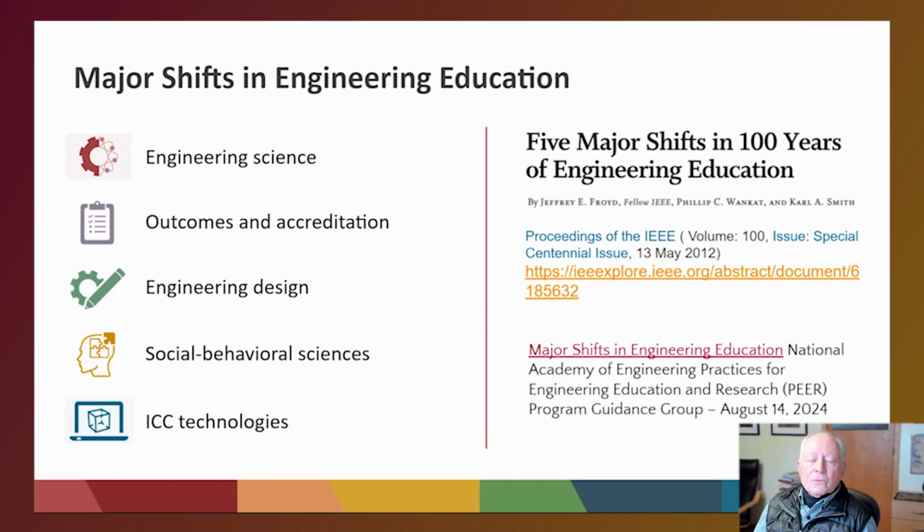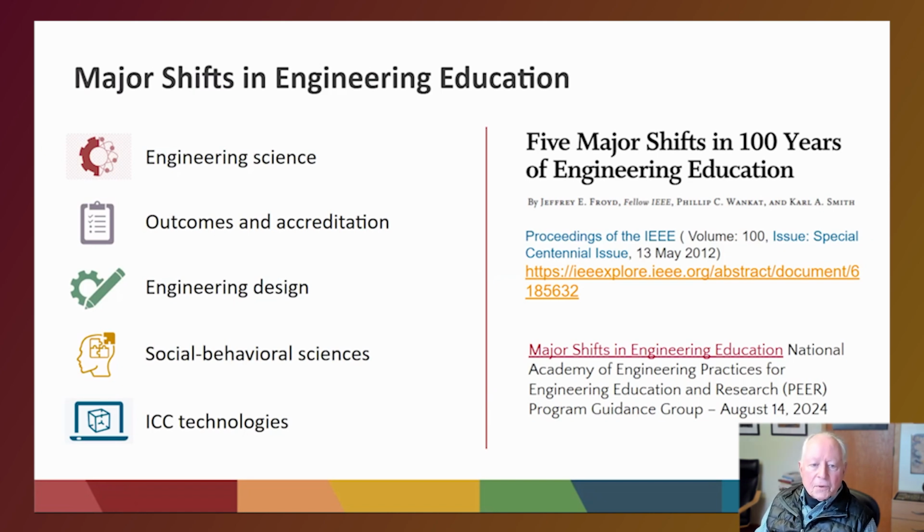And we'll elaborate more on these, especially the second, third, and fourth one, outcomes, design, and the social behavioral sciences, and how they inform this seminar. I also did an update on these recently for the National Academy of Engineering. Their practices for engineering education research is really thinking a lot more about engineering education.